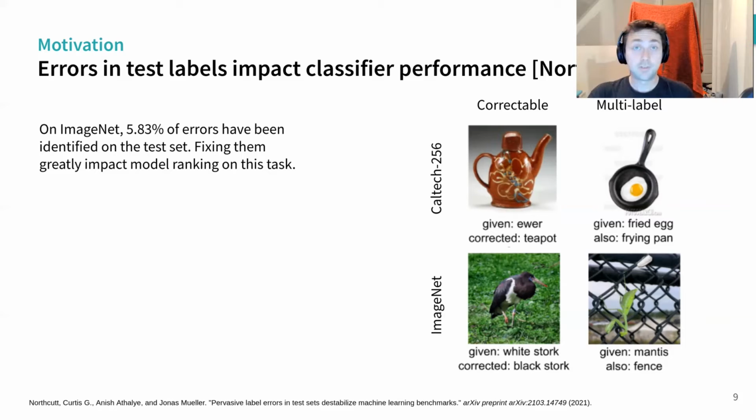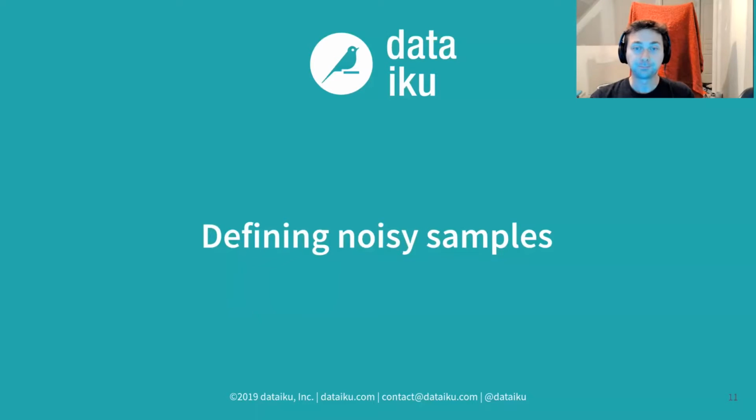They can be due to errors in the labeling. You can see here the teapot that is not correctly labeled, or to multi-label cases. For example, this image of a frying pan with an egg. Which one should we label? More importantly, they've shown that there are approximately 5% of errors in the test set of ImageNet, and fixing them actually changes the ranking of methods by performance on this dataset. That's why we believe they are very important.